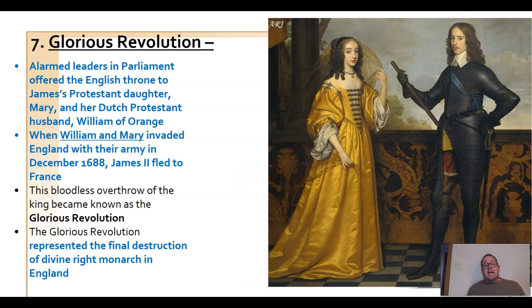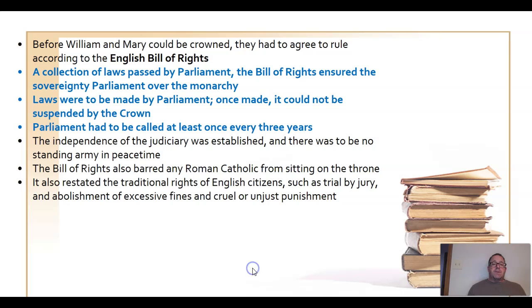This period is known as the Glorious Revolution. It's seen as a bloodless overthrow because James II, instead of staying and fighting, decides to flee in exile to France. Okay, so the period of this bloodless overthrow is known as the Glorious Revolution, and this is going to bring William and Mary to the throne.